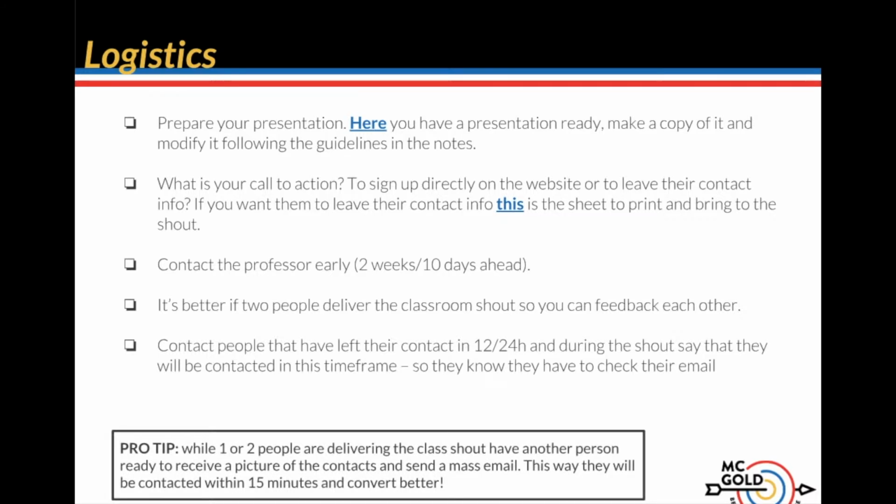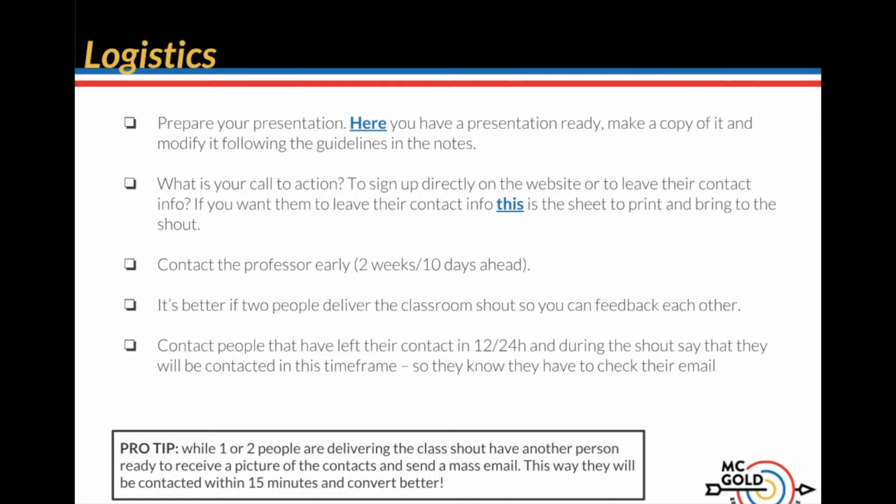The pro tip is, while one or two people are delivering the class shout, you can have another person ready to receive a picture of the contacts and send a mass email. For example, if you're using MailChimp, what I was doing was, as soon as I got the sheet with the emails while doing the class shout, I took a picture of it and sent it to another member that was at home, and this member would immediately input all the emails in a list and send them the template on MailChimp.